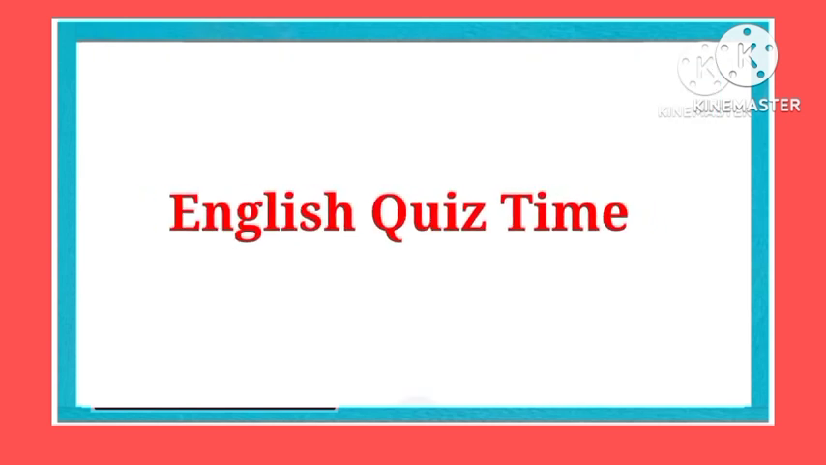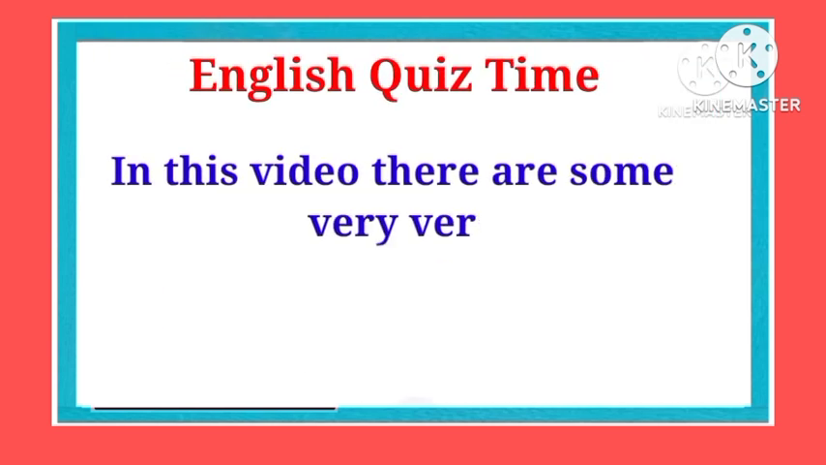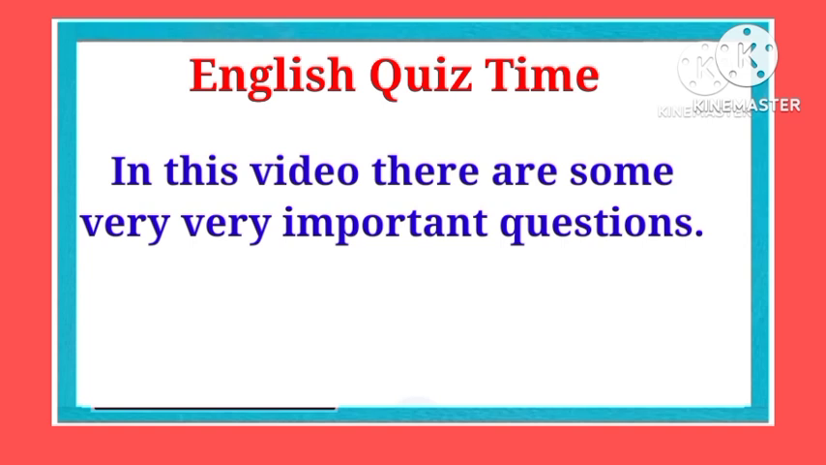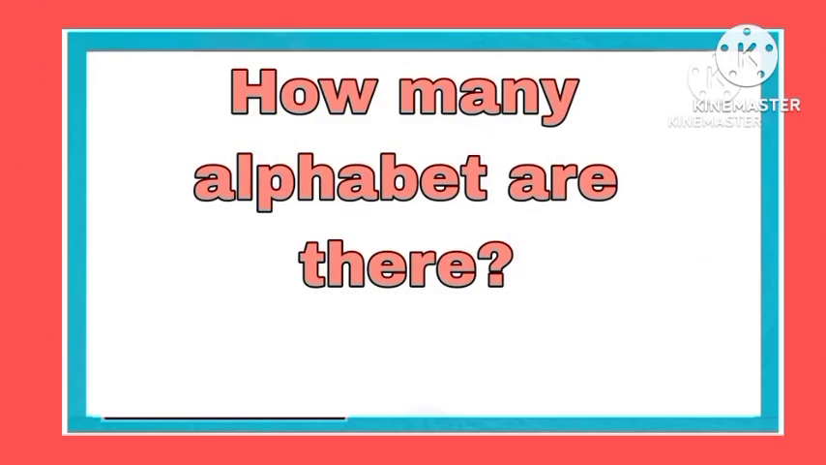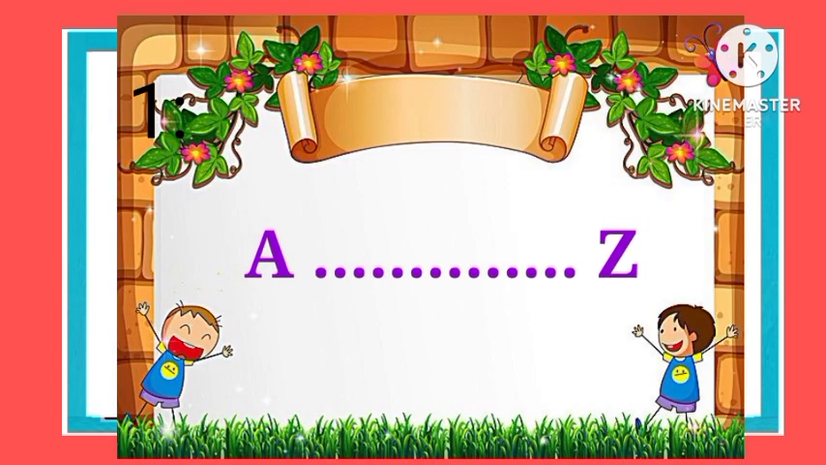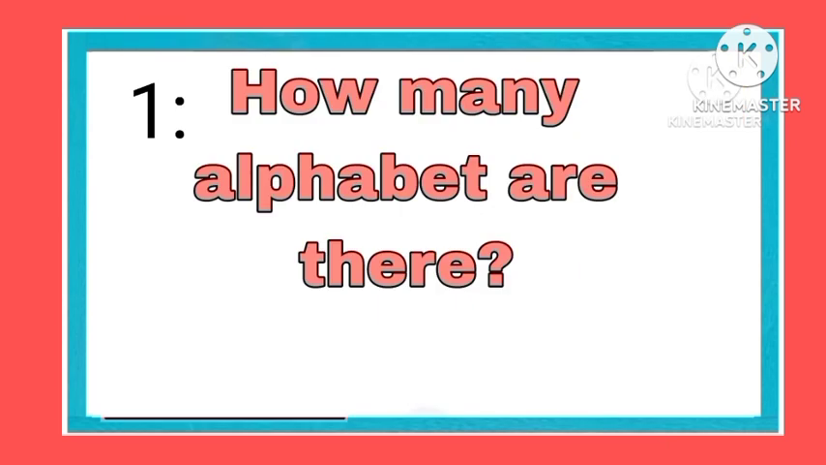It's English quiz time. There are some very important questions that everyone should know. So let's start. How many alphabet are there? First we should know what alphabet are. A to Z letters are called alphabet. So the answer is there are total 26 alphabet in English.